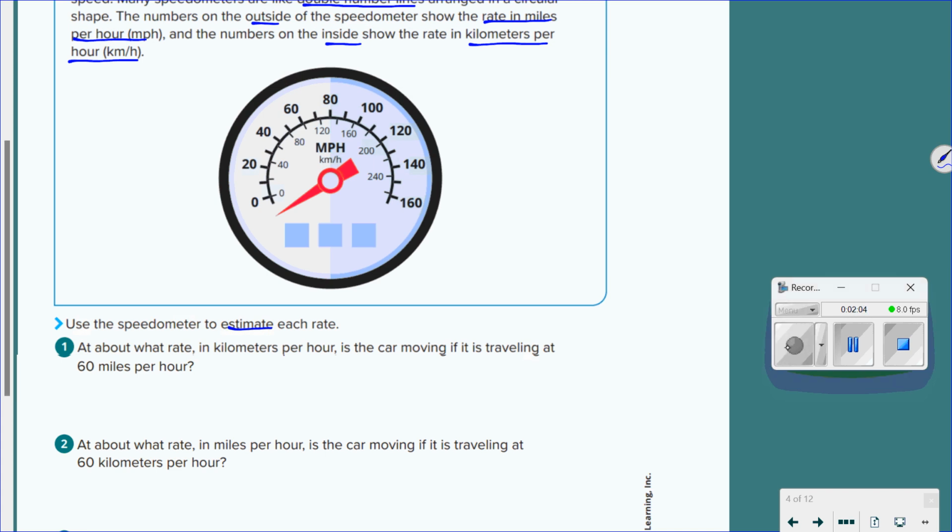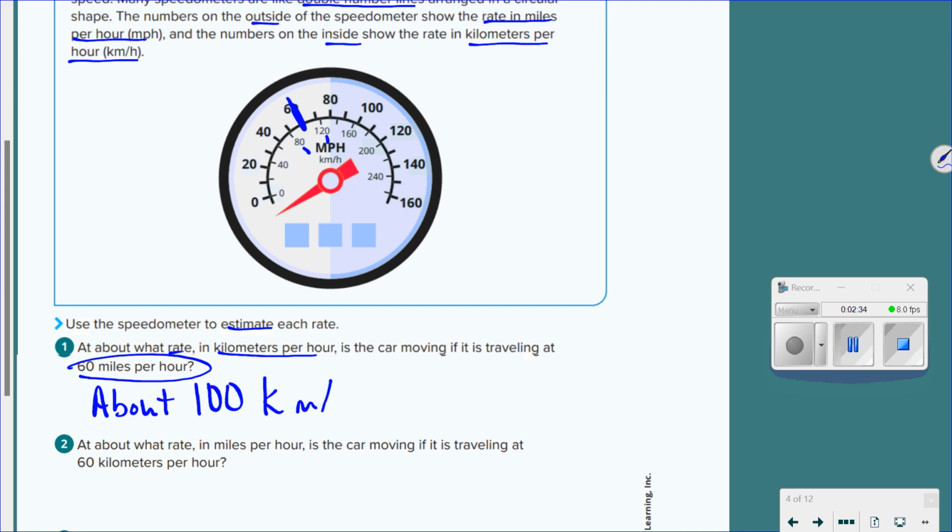On this one, it should have been relatively easy, guys. So all you've got to do, at what rate in kilometers per hour, at 60 miles per hour. So all I do is go to the miles per hour on the outside, and I say, okay, there's 60. So what rate was that in kilometers? About 100, because it's halfway between the 80 and the 120. Does that make sense?